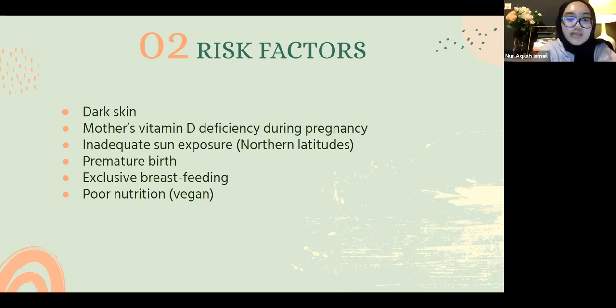And premature birth, because the babies had less time to receive vitamin D from the mother in the womb. And then a child who is exclusively breastfed, because the breast milk doesn't contain enough vitamin D to prevent rickets. And of course, children with poor nutrition, for example those who are vegan, are definitely deficient in many important nutrients that include, of course, vitamin D, calcium, and phosphorus as well.